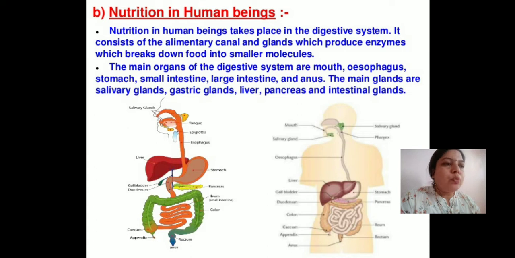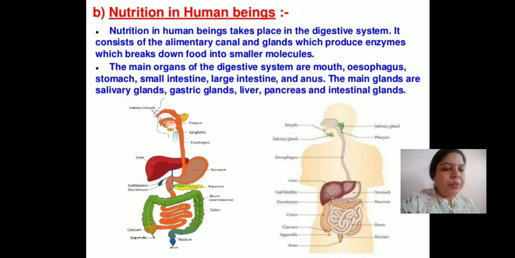This process is carried out by our digestive system by mechanical and biochemical methods. In human beings, nutrition takes place in the digestive system. It consists of the alimentary canal and glands which produce enzymes which break down the food into smaller molecules. The main organs of the digestive system are mouth, esophagus, stomach, small intestine, large intestine and anus. The main glands are salivary glands, gastric glands, liver, pancreas and intestinal glands.